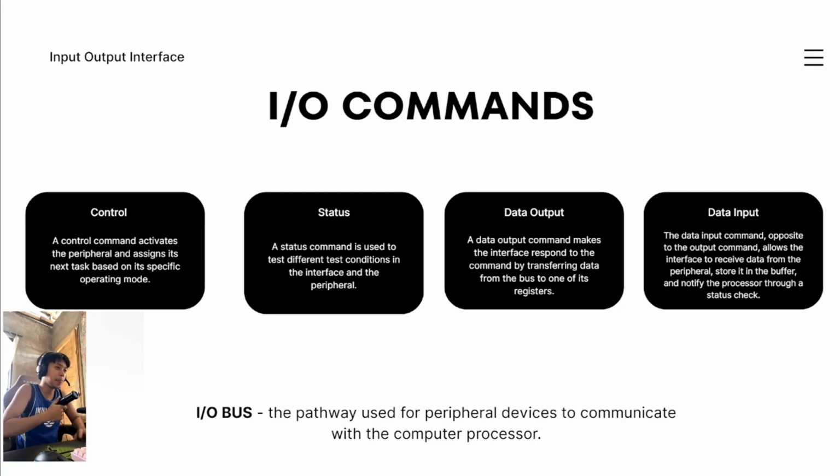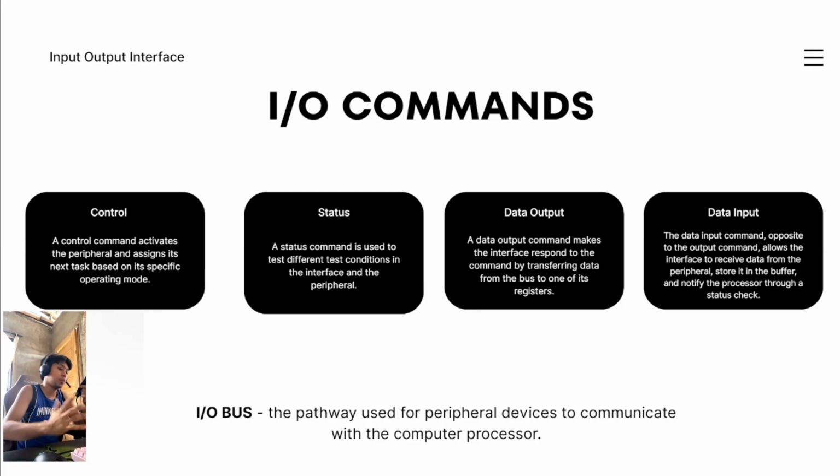So in these cases, kanang mga error sa atong mga peripherals dili maka-communicate og tarong ang processor o ang mga peripherals. Next is the data output. Data output command makes the interface respond to the command by transferring data from the bus to one of its registers. So may tag data output, basically kanang mag-input ta og data sample from peripheral to processor.